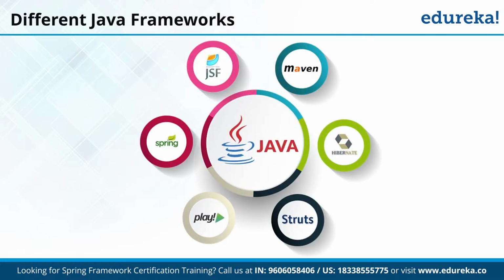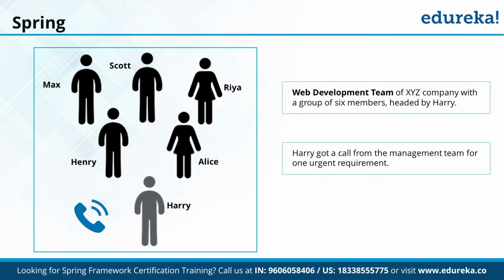We have various Java frameworks available now. There are a lot of frameworks available. A framework is nothing but a set of APIs. You have JSF, Maven, Hibernate, Struts, Play, Spring, etc. Guys, a lot of Java frameworks are available in the market. Specifically, we are going to discuss Spring Framework. So there's a web development team of some XYZ company.